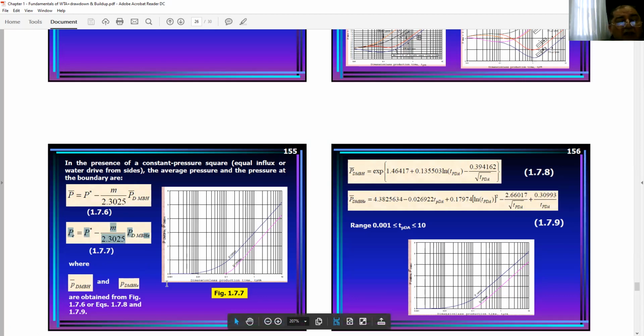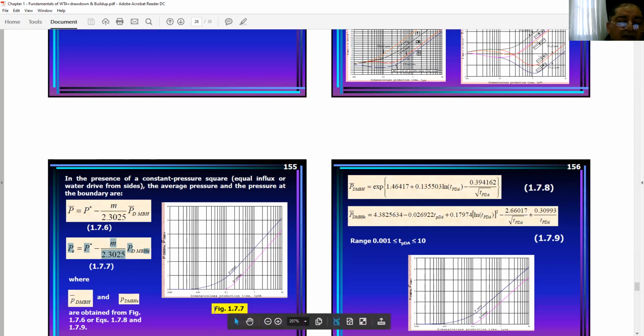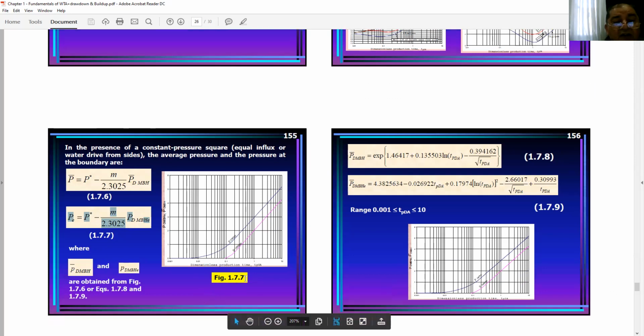Let me repeat what I have said here. This case is for a reservoir with a strong water aquifer. If there is water support that is really very strong, then we are assuming that we have a constant pressure at the reservoir boundary. For this case, we are not going to go with the four plots given by Matthews, Brons, and Hazebroek. We're going to go with Figure 1.77.